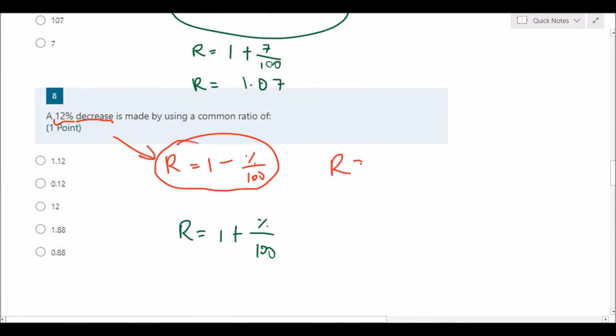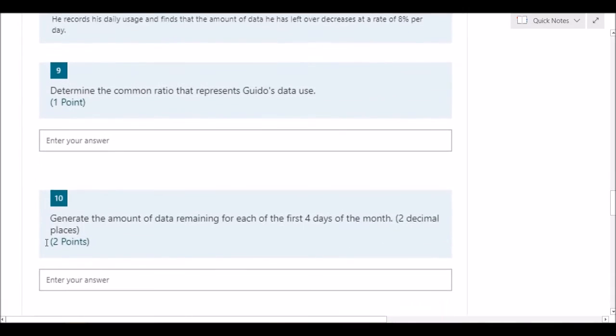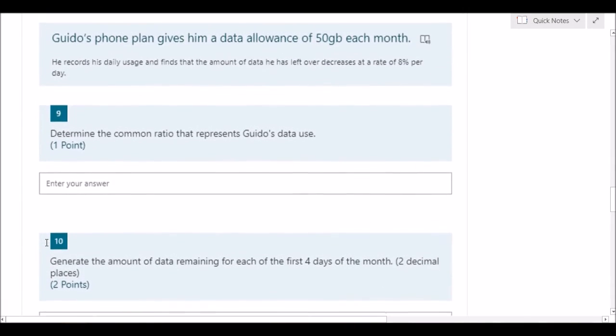So it's going to be R equals 1 take away 12 over 100, which means that it's 0.88. Okay, so the common ratio, 0.88. All right, let's do the short answer questions.